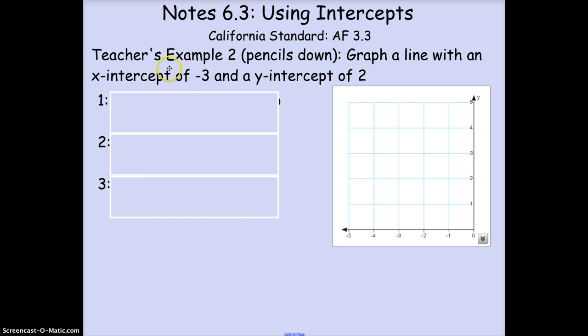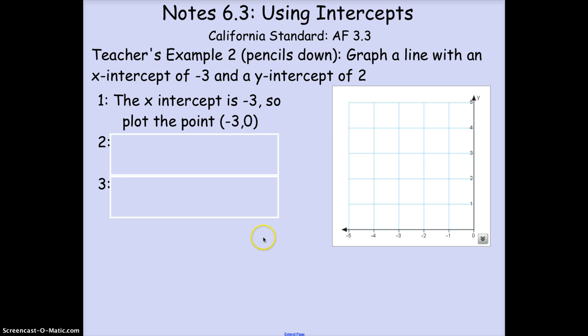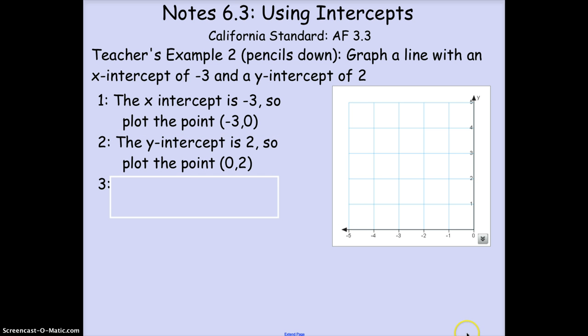Now let's take a look one step farther, graphing a line with an x-intercept of -3 and a y-intercept of 2. So first, the x-intercept is -3, so plot the point -3, 0. Remember, x always goes first. So when the x is -3, the y is 0, so you need that 0 on the end. Second, you're going to plot the y-intercept when it is 2, so you're going to plot 0, 2. Remember, the orders are switched because x goes first, y goes second.